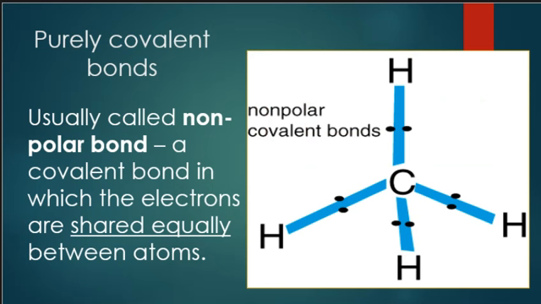It's a covalent bond where they're shared equally between the atoms. So we can see right here we have a carbon and 4 hydrogens. That's our methane. What shape is that, by the way? It's got 4. Tetrahedral, right? Tetrahedral. What are those angles?